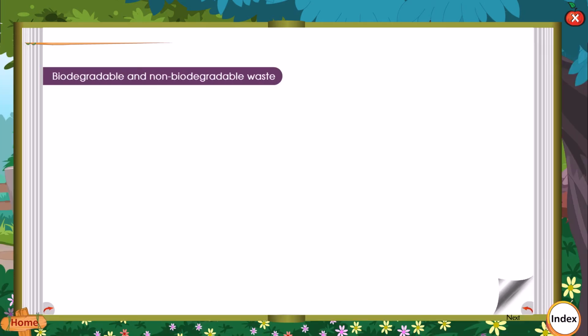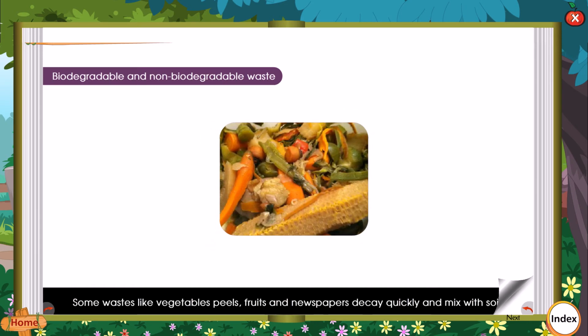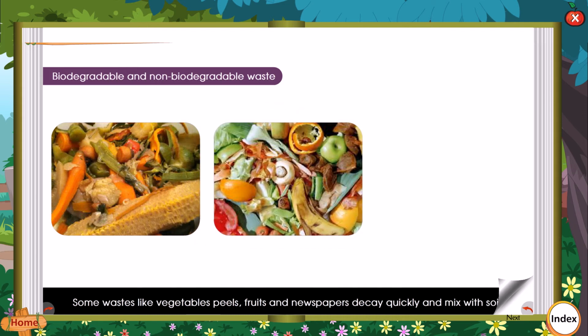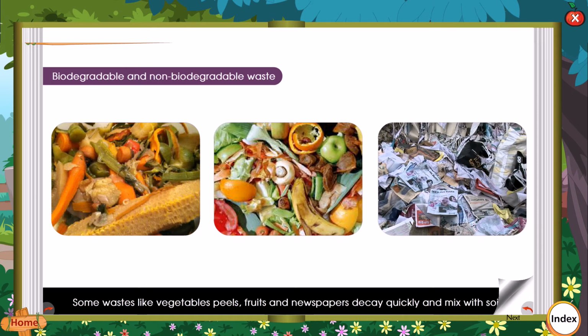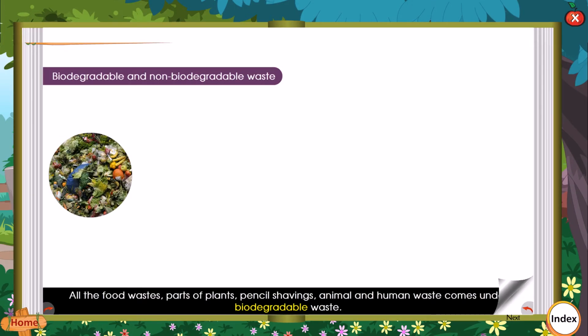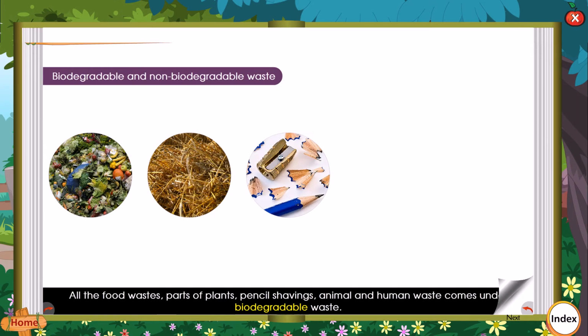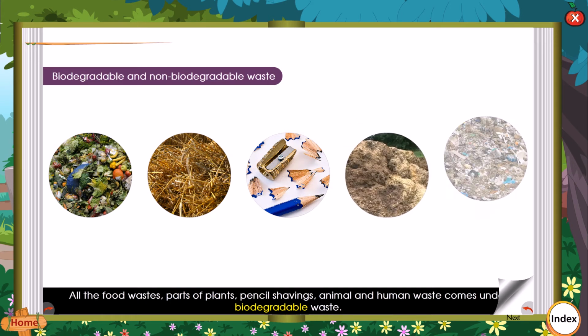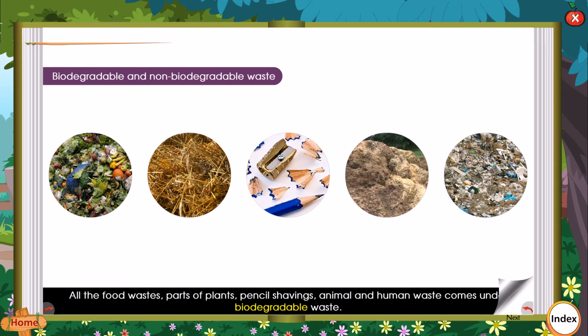Biodegradable and non-biodegradable waste. Some wastes like vegetable peels, fruits, and newspapers decay quickly and mix with soil. They are called biodegradable wastes. All the food wastes, parts of plants, pencil shavings, animal and human waste come under biodegradable waste.